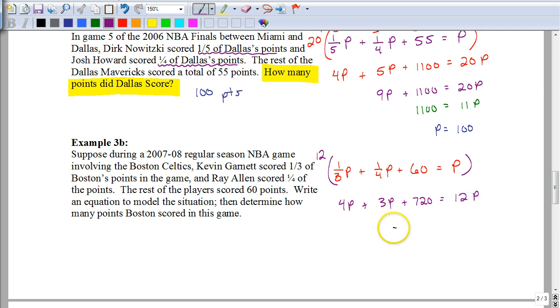And simplify the left. We're going to get 7P plus 720 equals 12P. Subtract 7P from both sides. I get 720 equals 5P. Divide both sides by 5 gives me P equals 144, and that's my answer.